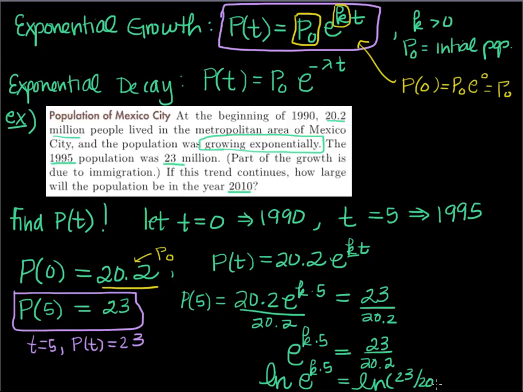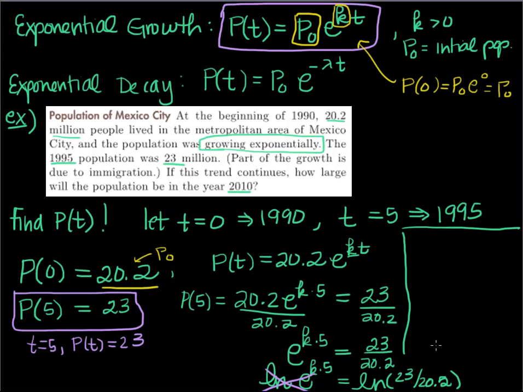Sorry, this is getting kind of squished, but we can handle it. So I'm going to take the natural log of both sides. Why do I do that? Natural log is the inverse of e. So what happens when I compose them is they undo each other. Boom. Done.